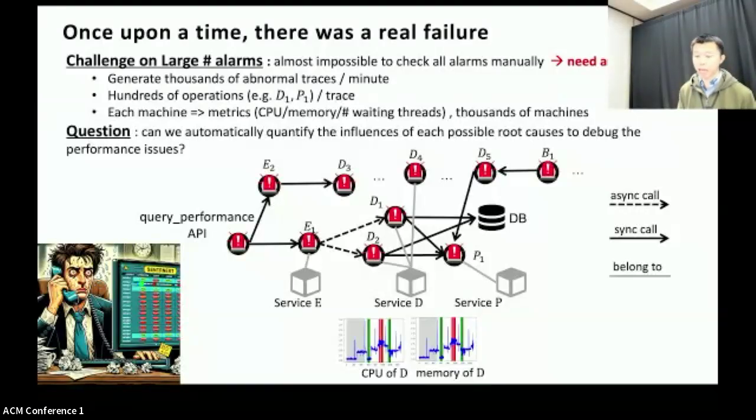Can we automatically quantify the influence of each possible root cause so that we are not that nervous when debugging performance issues? Because if we can quantify the influence, we can figure out what our priority should be to debug, right?